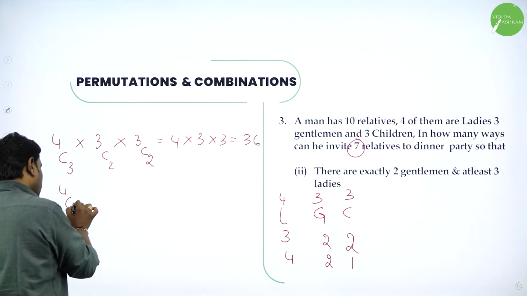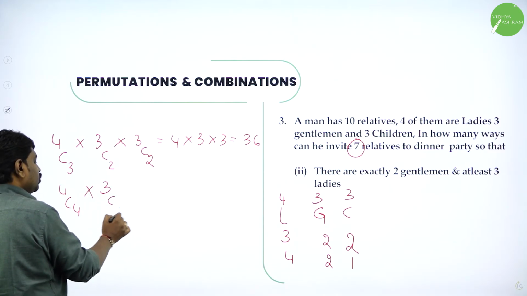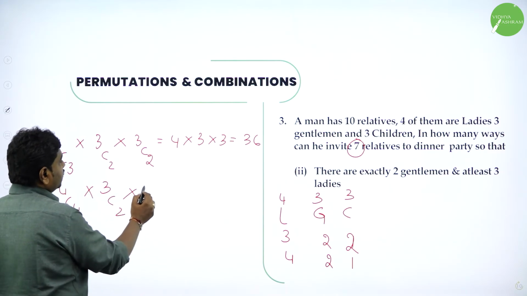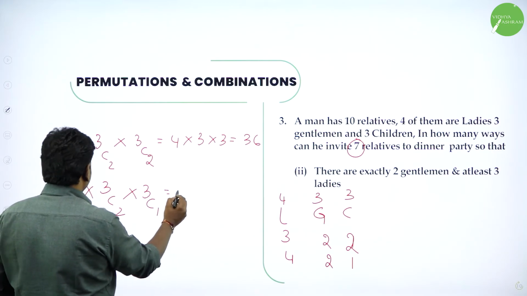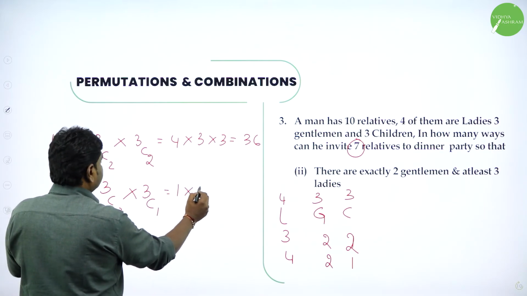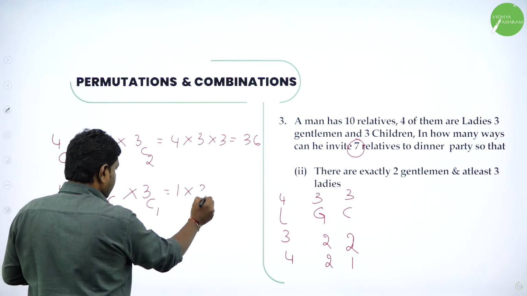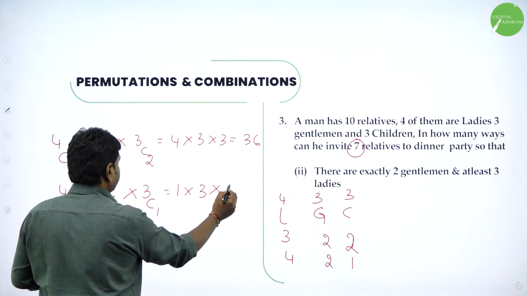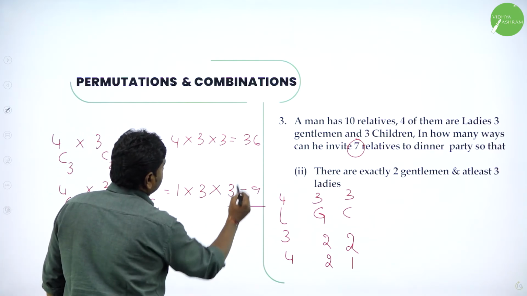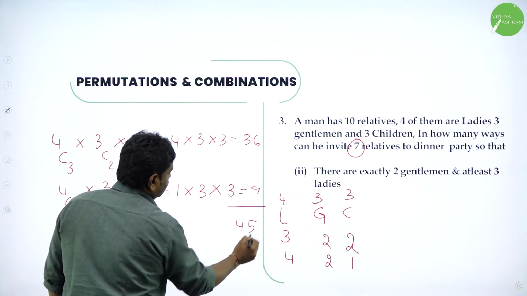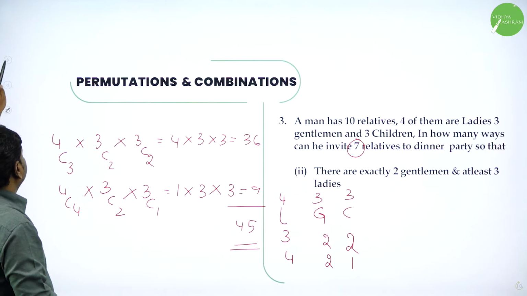Second case: out of 4 ladies, all 4 can be invited in 4C4 ways. Out of 3 gentlemen, 2 can be invited in 3C2 ways. And out of 3 children, 1 child can be invited in 3C1 ways. 4C4 is 1, 3C2 is 3, and 3C1 is also 3. So 3 threes are 9. The total is 36 plus 9, which is 45. Total 45 ways are there to invite the people for dinner.